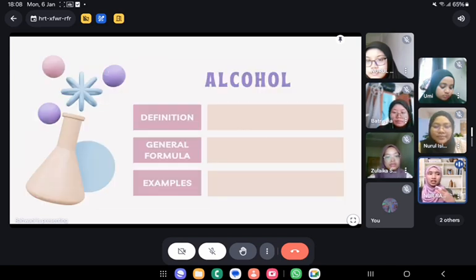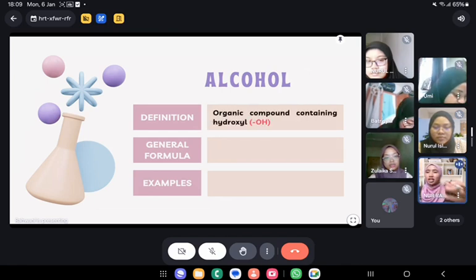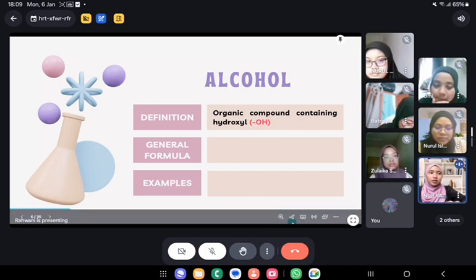Now, let's move to our main lesson for today, which is alcohol. So what is the hydrocarbon alcohol? Alcohol is an organic compound containing the hydroxyl group, which is the OH group.